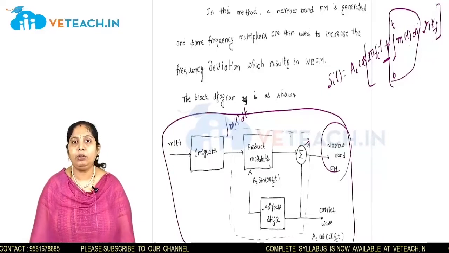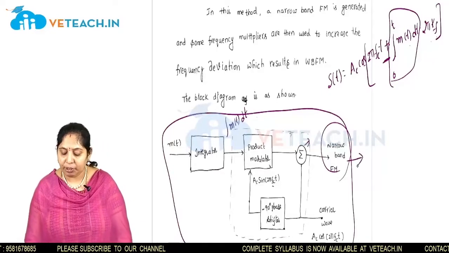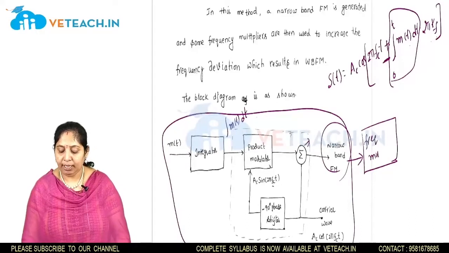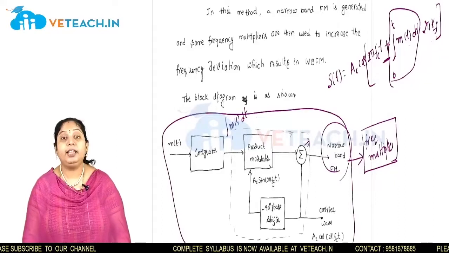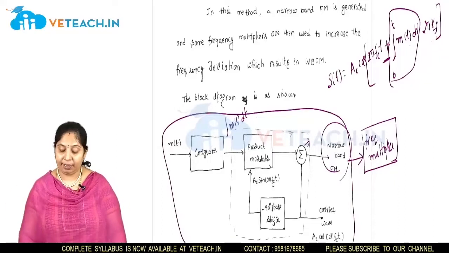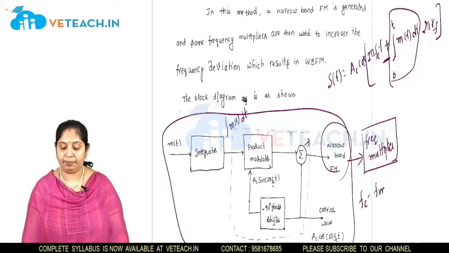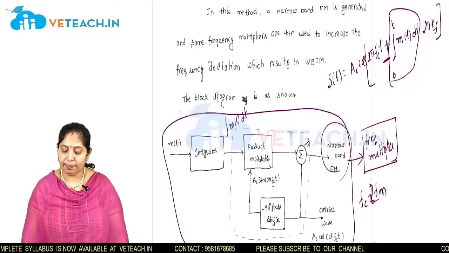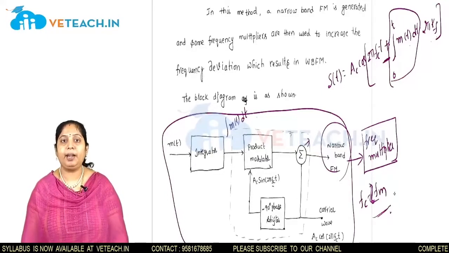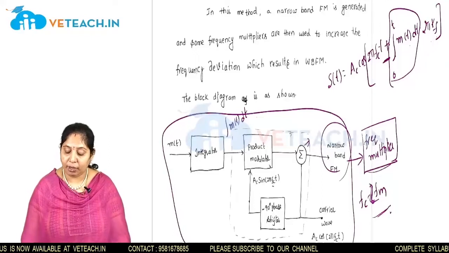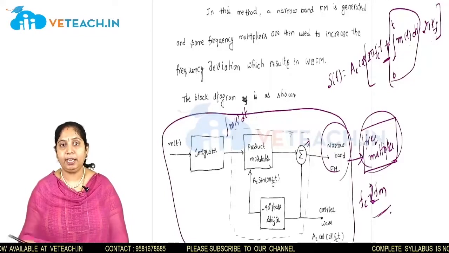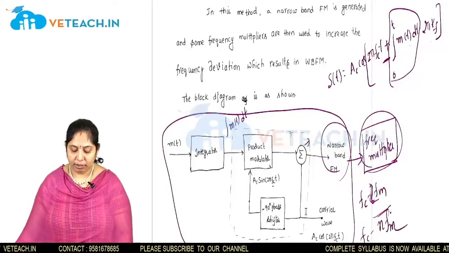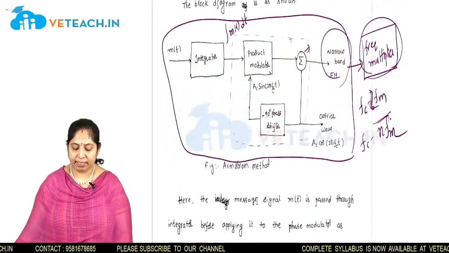If you want to generate a wide band, this output is given to a frequency multiplier. In a frequency multiplier, what happens? The frequency is multiplied. For example, I have fc minus fm, and I want a multiplied frequency. Either fc or fm is going to be multiplied. We design this frequency multiplier so that we get n fc minus n fm. Okay, so this is the Armstrong method, which is an indirect method.